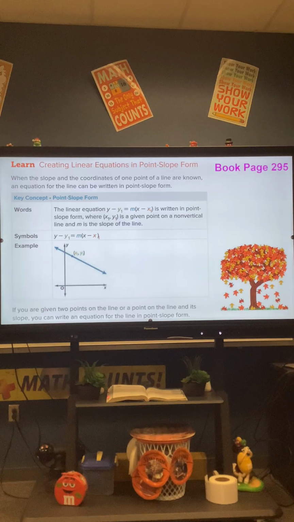Okay? It goes from the name. I give you a point and I give you a slope. If I don't give you a slope, guess what you have to do? You have to find it. All right? But all we're going to do today is figure out what our coordinate points are, the x1 and the y1, and we're going to substitute the numbers into this nice linear equation that is given to you. You don't have to memorize it.